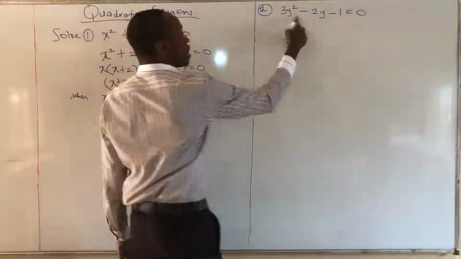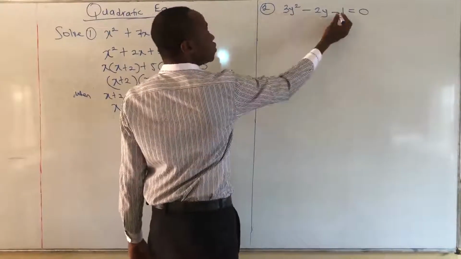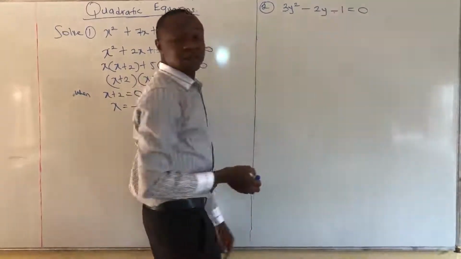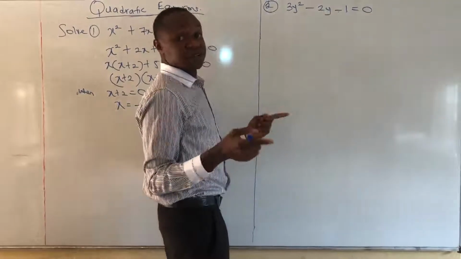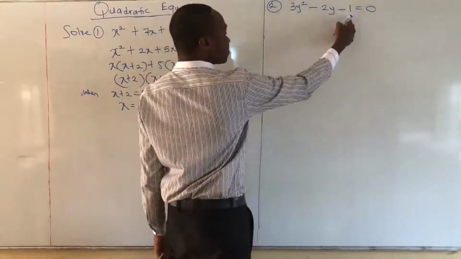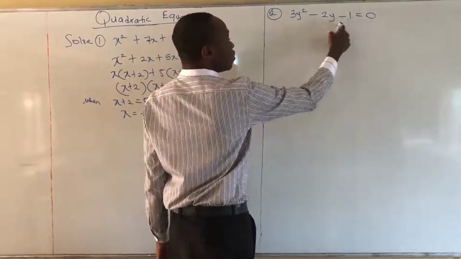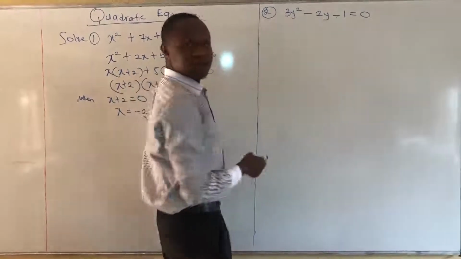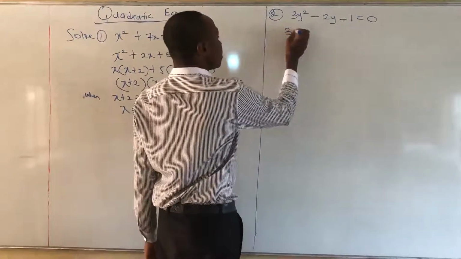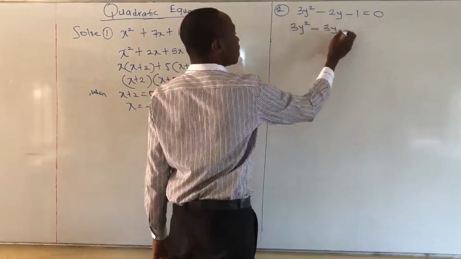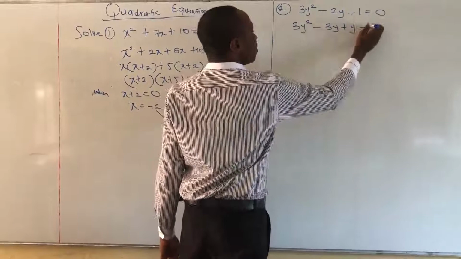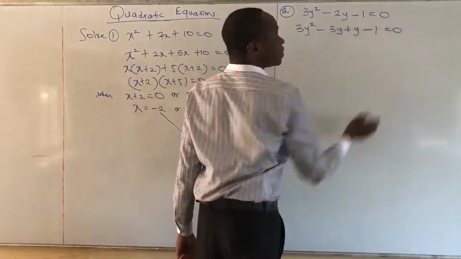I am using this method so that we can move over to the main thing in the video. To factorize this, we multiply 3 by minus 1, and there you will have minus 3. Look for two numbers, that is the factors this time, of minus 3, such that the product will give you minus 3 and the sum is minus 2. So we rewrite 3y squared minus 3y plus y minus 1 equal to 0.